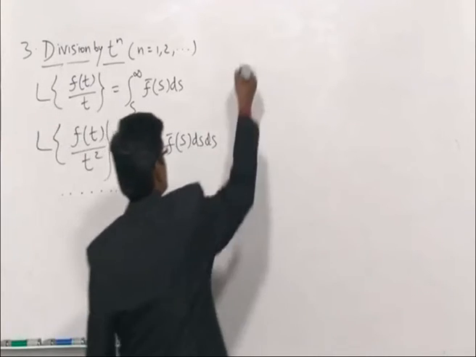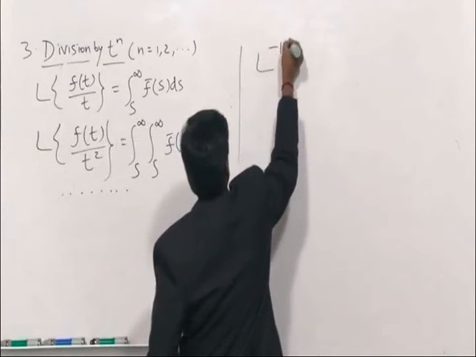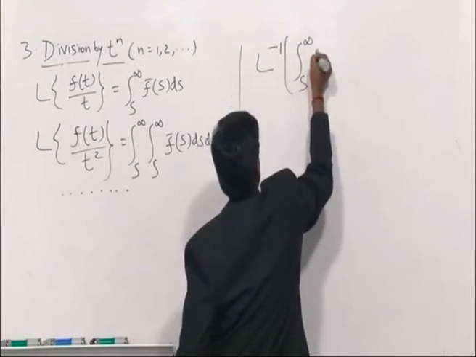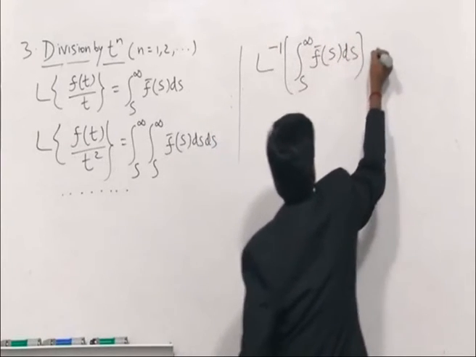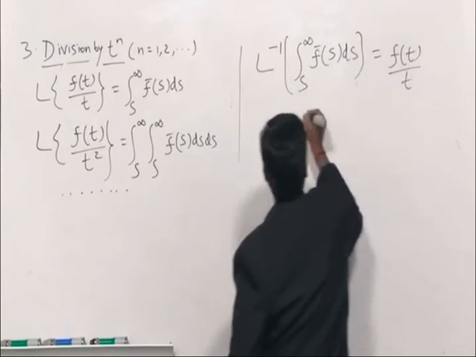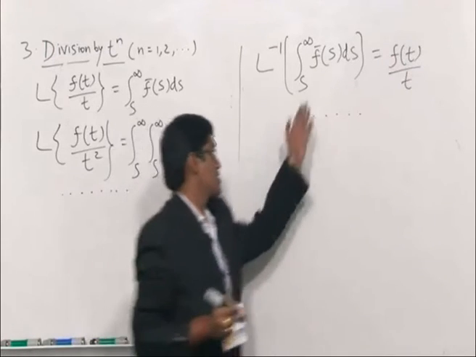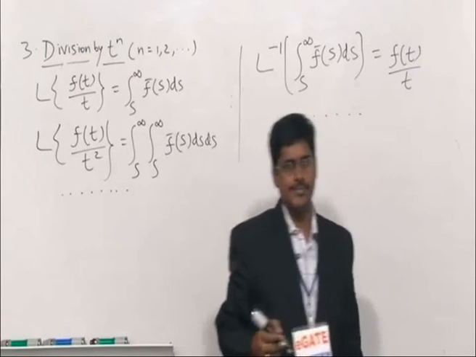So one of the results in inverse, I am writing in reverse order. L inverse of the integral from s to infinity of f bar s ds is equal to f of t divided by t, and so on. So in this inverse chapter, this is a property called the inverse Laplace transform of integrals.